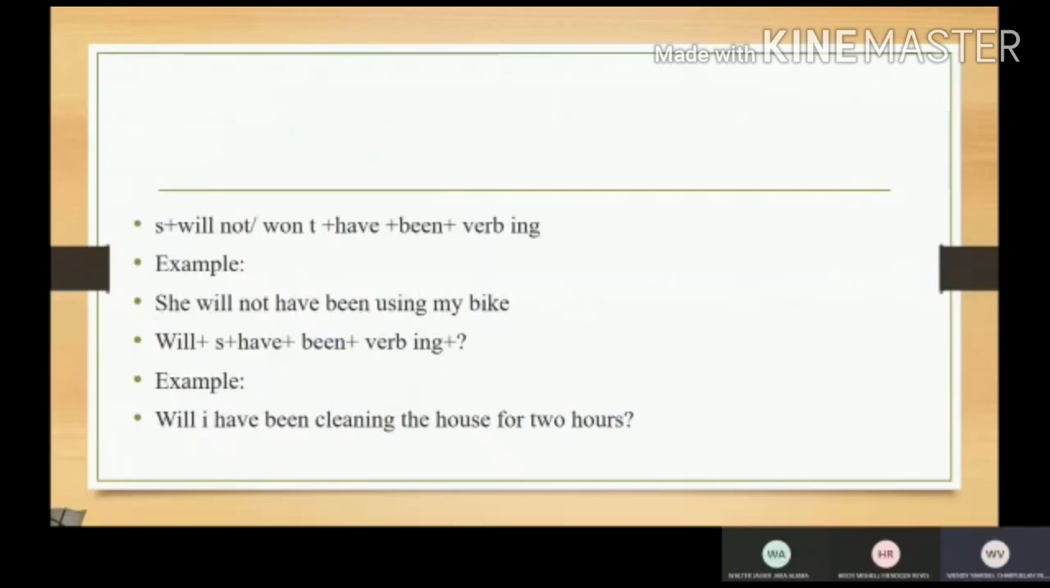In negative: subject plus will not, or won't, plus have plus been plus verb ing. Example: she will not have been using my bike. In question: will plus subject plus have plus been plus verb ing plus question mark. Example: will I have been cleaning the house for 2 hours?